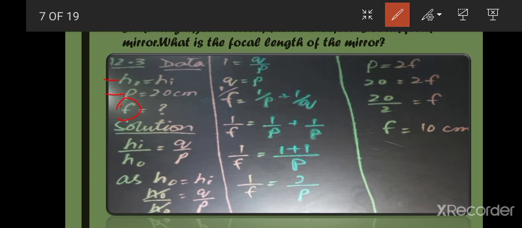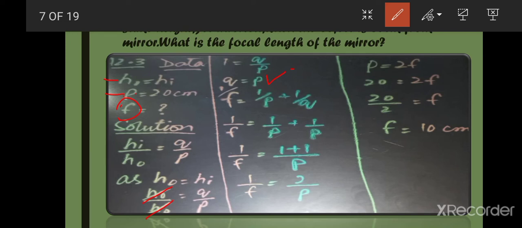Hi over h naught equals q by p. Here hi and h naught are equal, so by putting hi equals h naught, they will be cancelled. Here you will be left with 1 equals q by p, so q will be equal to p in this case.